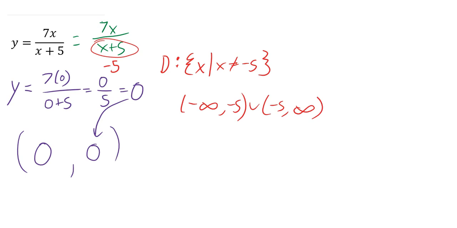X-intercepts come from after simplifying. There's nothing to simplify, so my x-intercepts are just going to be the zeros of the numerator. It's what makes 7x come out to 0. The answer would be x equals 0. So my x-intercept is (0, 0). This 0 meant I put a 0 here. X-intercepts always have a y value of 0 because they're on the x-axis where y is 0.